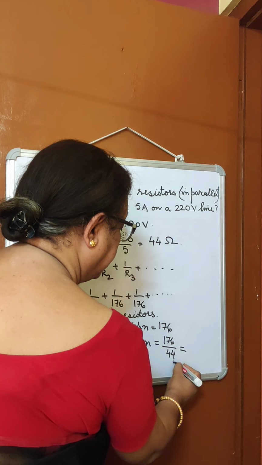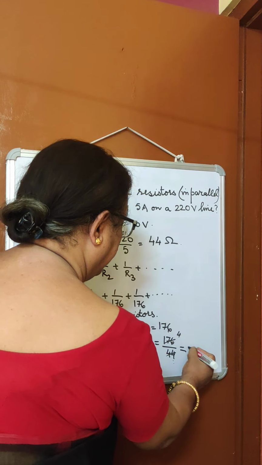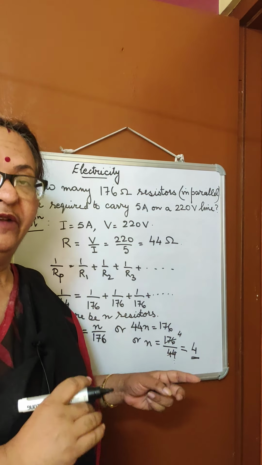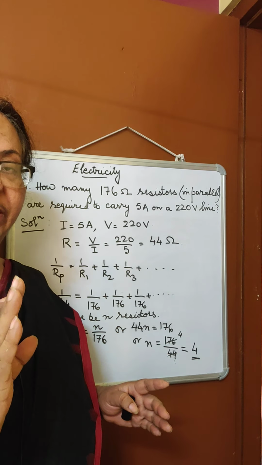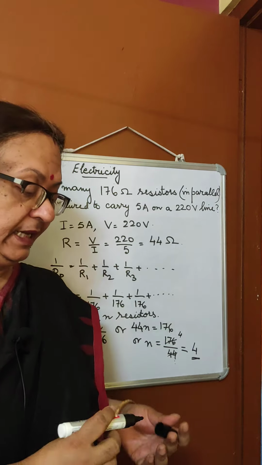Will it be 4 resistors? Yes. This is equal to 4. So there will be 4 resistors. Okay children, this is the answer. Come on, let's see another one.